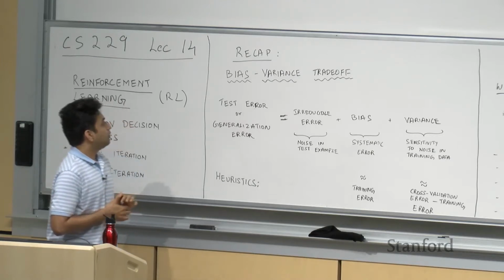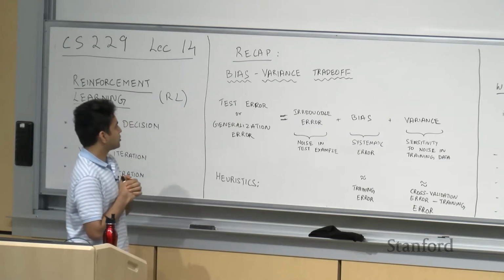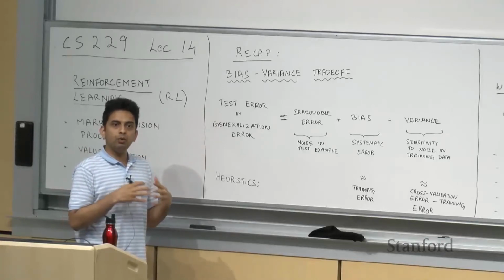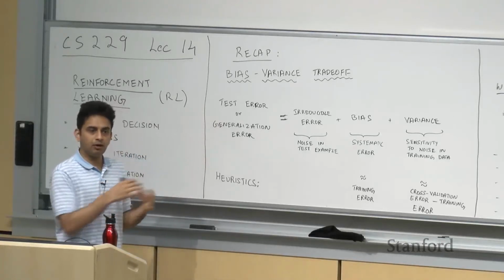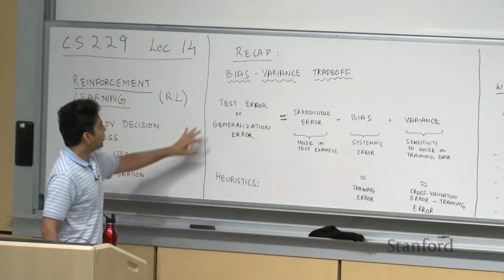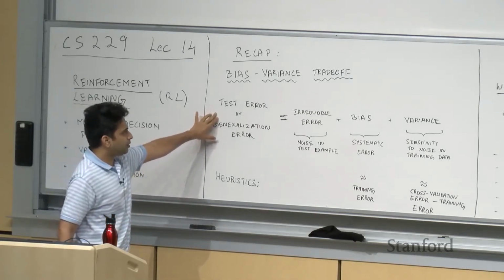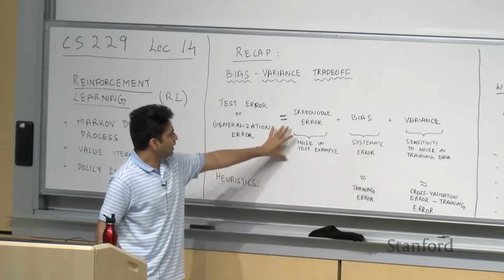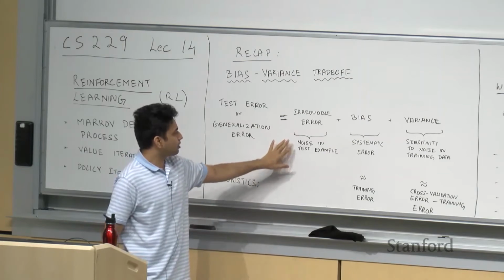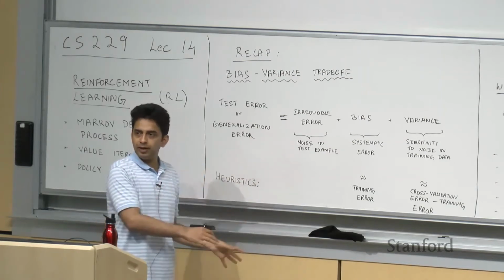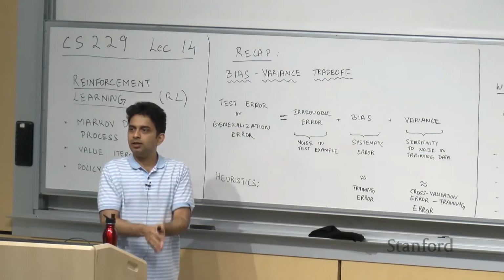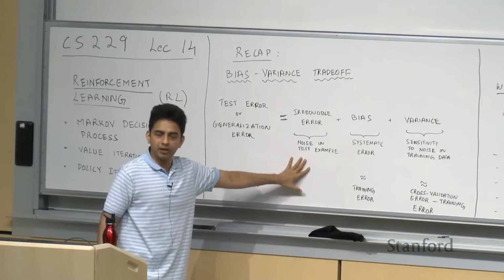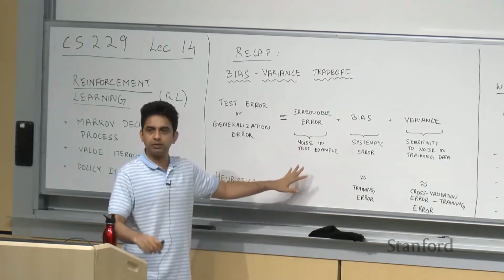So to summarize bias variance trade-off, in machine learning we are interested in generalization error, right? How well our model performs on unseen data, not on the training data that we have. And the test error or the generalization error can be decomposed into three additive parts. So one is irreducible error, and this is just the noise in the test example. Our training data is noisy and our test data is noisy. And the noise in the test data is what contributes to irreducible error, and there's nothing we can do about it. It's just a fact of life and we accept it.